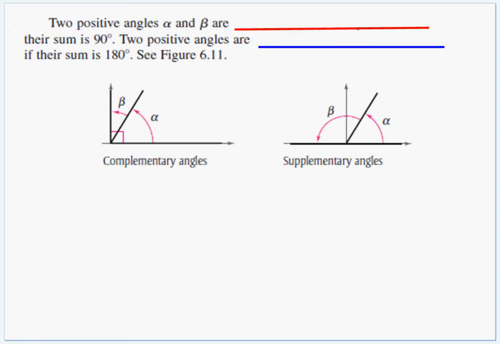Now a little fill in the blank here. Two positive angles, alpha and beta, are blank if they add up to 90. Well, that's complementary. Complementary. That's supposed to be an E. I got a little glitch. There we go. Complementary angles add up to 90.